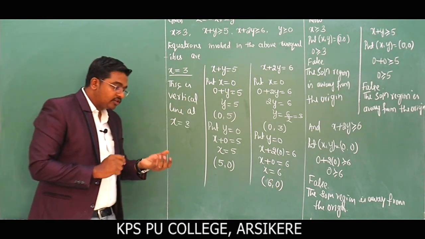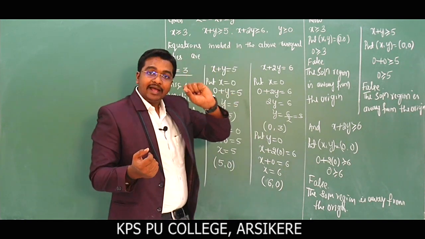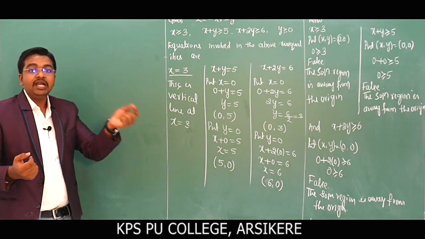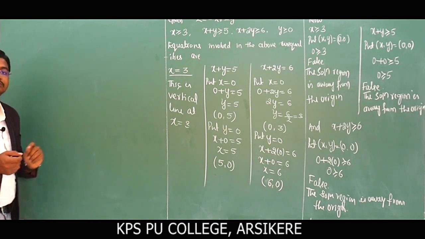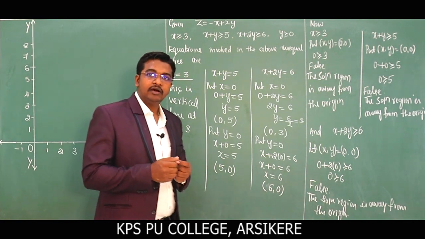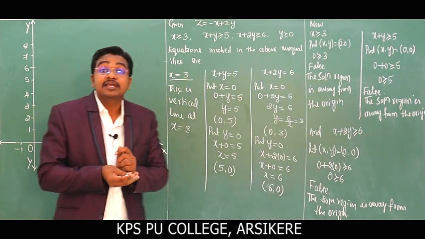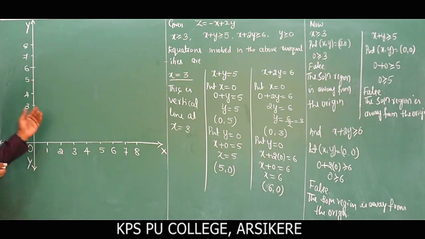Once you find the value of the objective function at each corner point, note down the maximum or largest value and the smallest value. Then we can check whether the solution region is bounded or unbounded. Now we will draw the graph for these inequalities. Before drawing the graph, take the scale along the x axis as 1 centimeter is equal to 1 unit, along the y axis also 1 centimeter is equal to 1 unit. Okay.